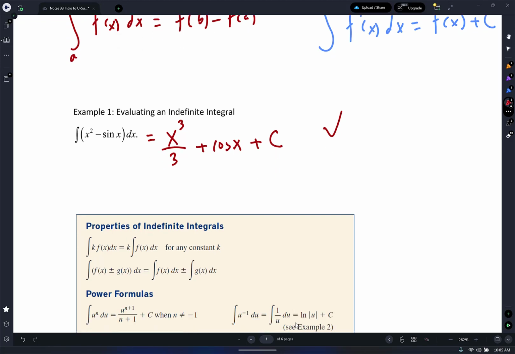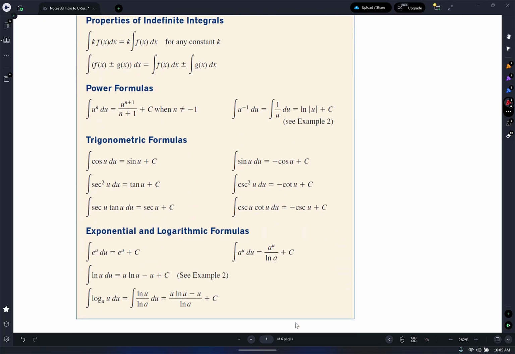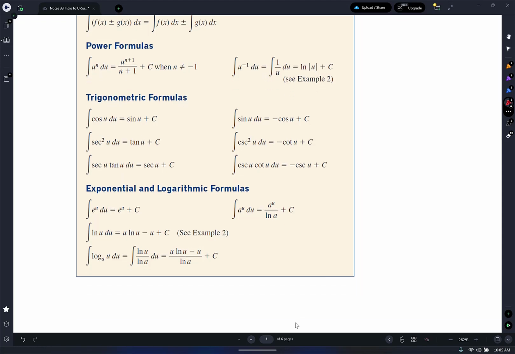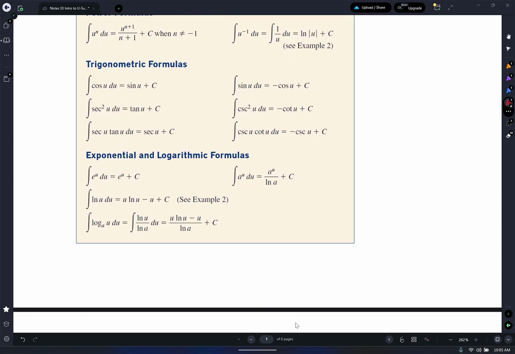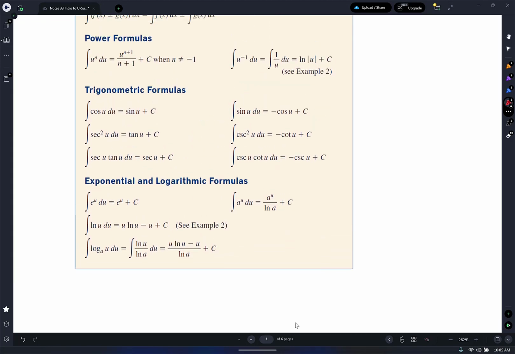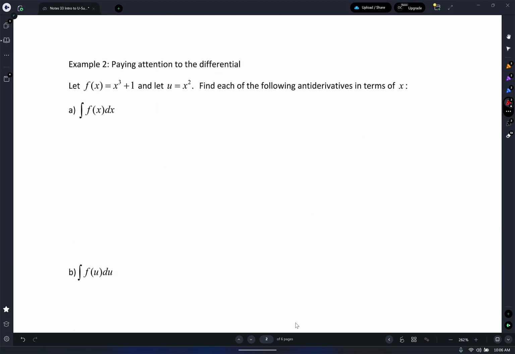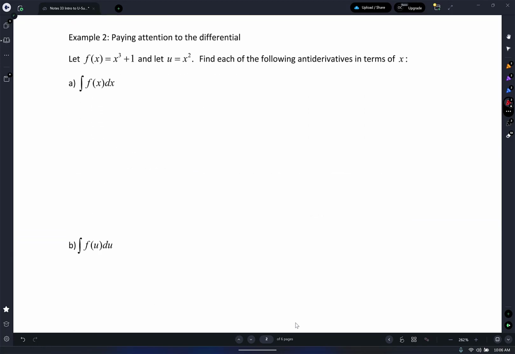Cool. Here's a list of some formulas. I think you guys already know some of those. I will give you a table eventually, probably the next time we meet, tomorrow or Wednesday. And we'll put a whole bunch of the basic formulas that you know. All right, don't worry, we're going to go slow.